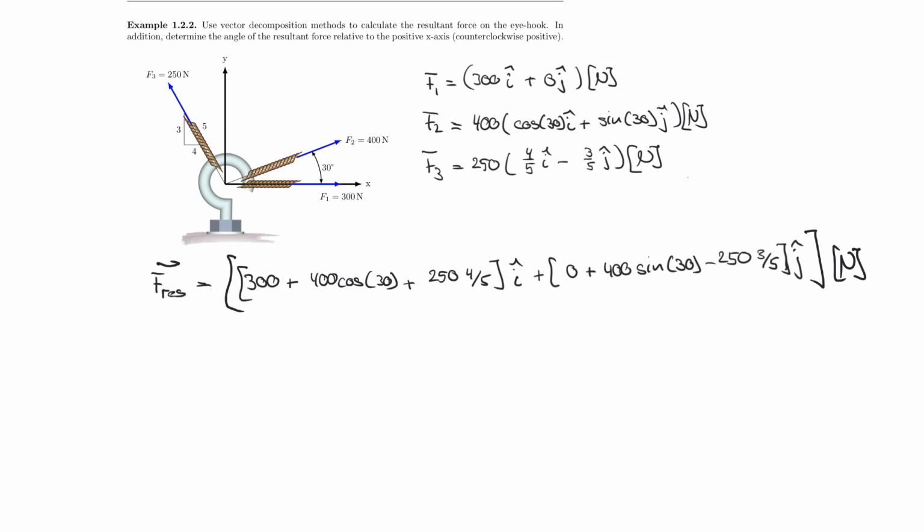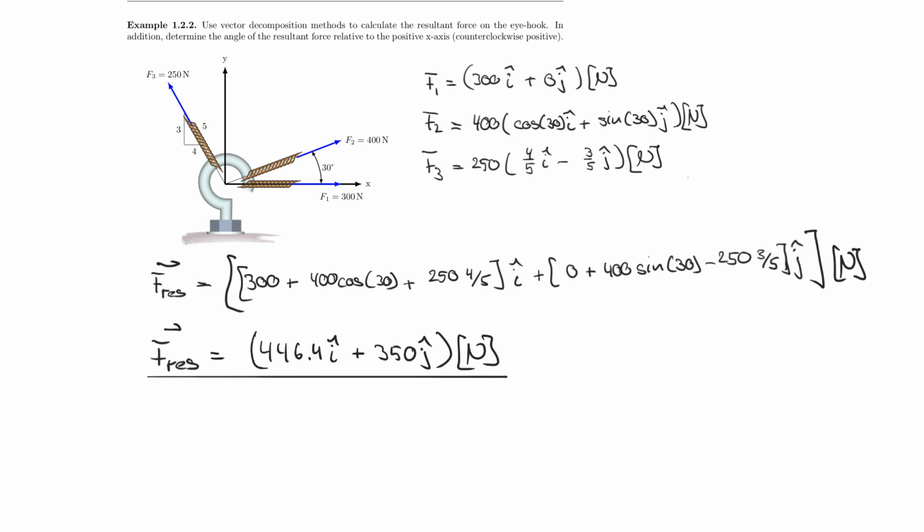So now my F resultant can be calculated. And that turns out to be 446.4 i hat plus 350 j hat. And again, don't forget the newtons. And this is one part of my answer, so I better double underline it. So there we go.